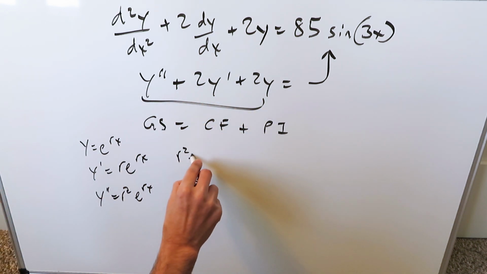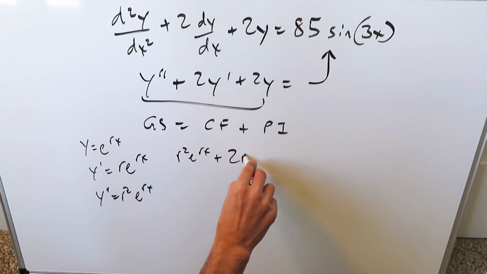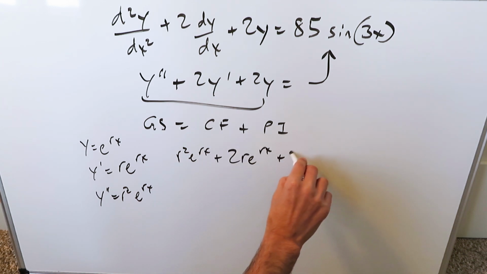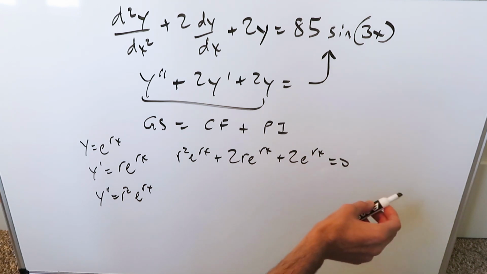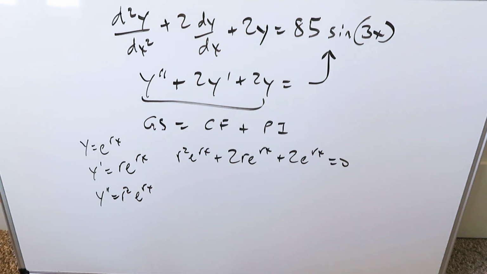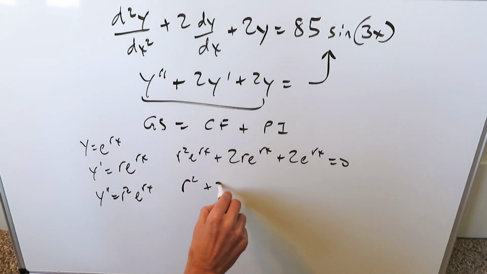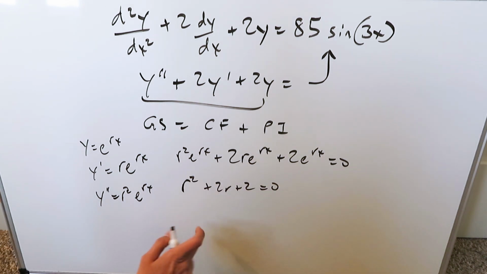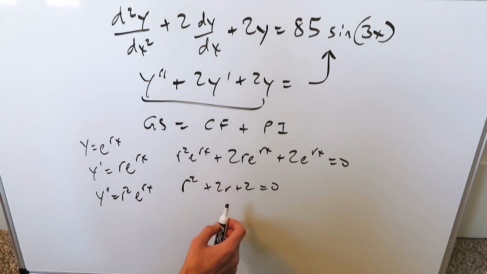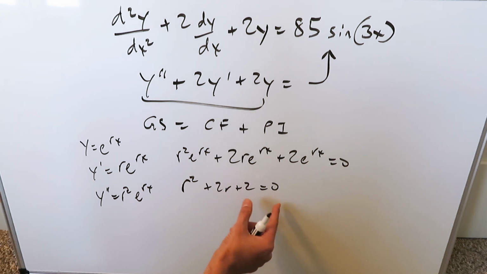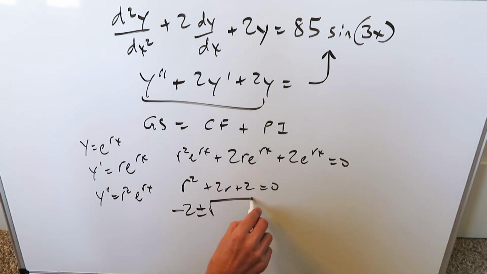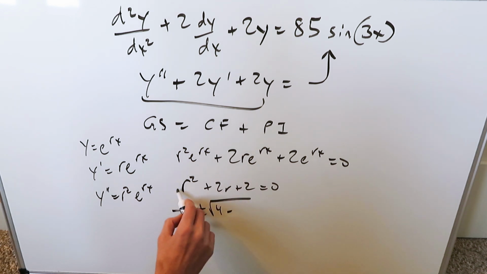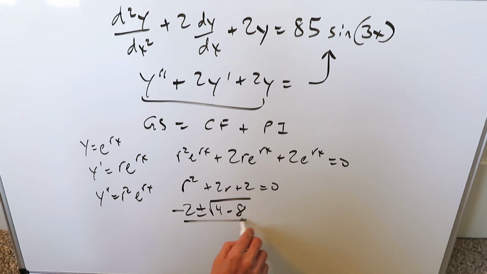I have here r square e to the rx plus 2r e to the rx plus 2 e to the rx is equal to 0. You can isolate the exponential and take it on the other side, it will zero out. You are in essence looking at r square plus 2r plus 2 is equal to 0. Well, you would bring in the quadratic formula: minus b plus minus square root of the discriminant divided by 2a. I'll have here minus 2 plus and minus square root of b square, which is 4, minus 4ac, here it's 8, divided by 2.